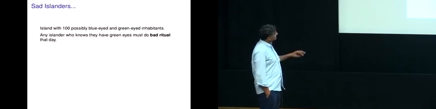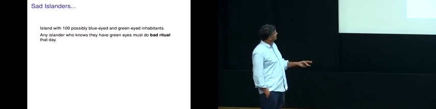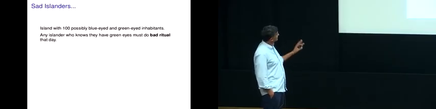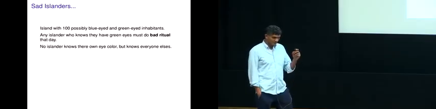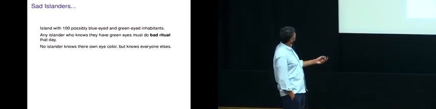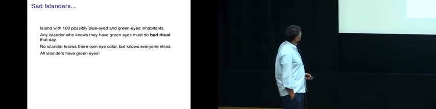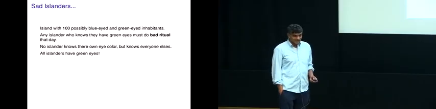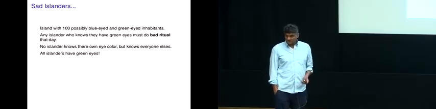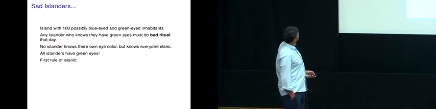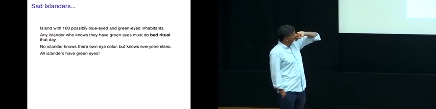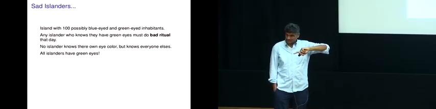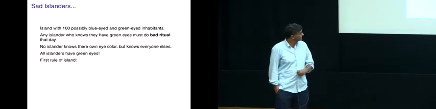Any islander who knows they have green eyes must do a bad ritual that day. I'm not going to say what the bad ritual is. No islander knows their own eye color. So they either have blue eyes or green eyes. It's a Scandinavian island. All the islanders have green eyes. So this is very sad. They're all supposed to do the ritual, right? Because they all have green eyes, so they have to do this bad thing. This is a problem, right? Nobody wants to do this.